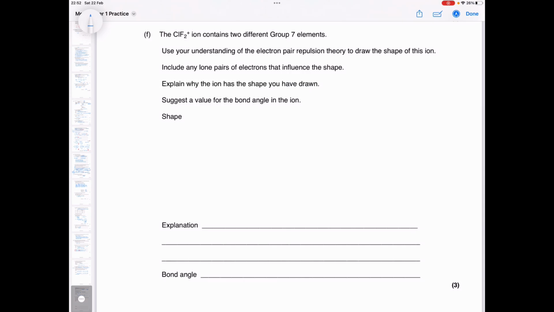Part F, the ClF2 plus ion contains 2 different group 7 elements, chlorine and fluorine. Use your understanding of the electron pair repulsion theory to draw the shape of this ion. Include any lone pairs that influence the shape. Explain why the ion has the shape you've drawn, and suggest a value for the bond angle.